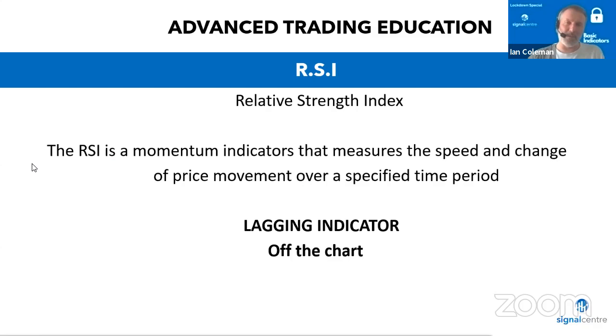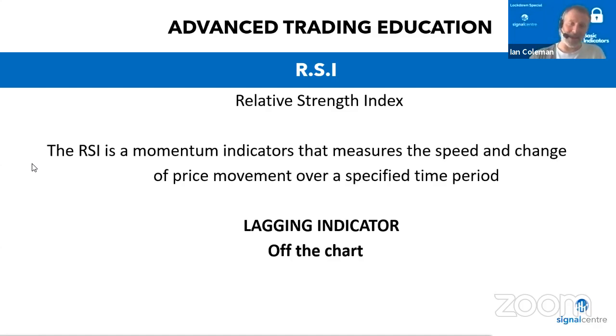The RSI, probably the most used indicator, along with MACD maybe. The RSI stands for Relative Strength Index. It's a momentum indicator that measures the speed and change of movement over a specified time period. Okay, great in all time frames.